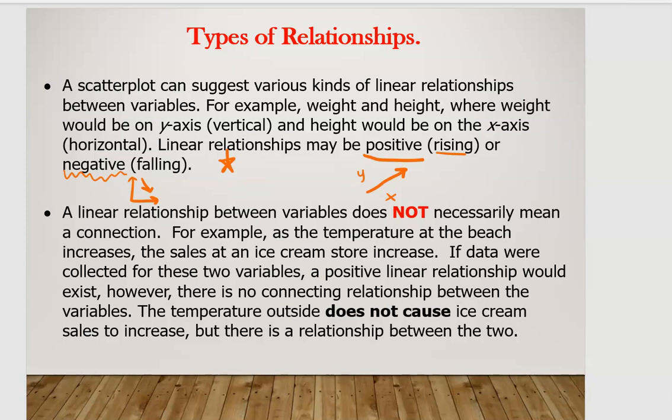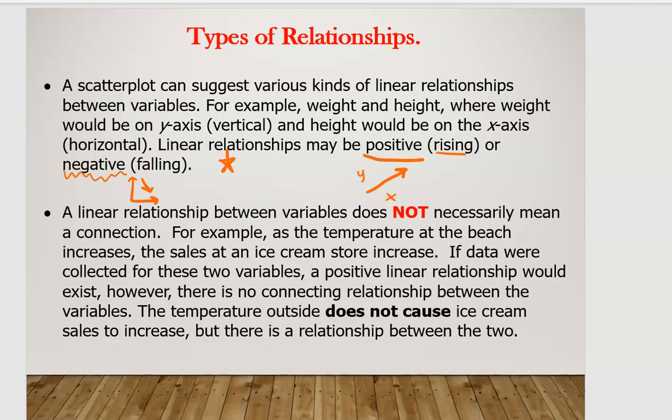A linear relationship between variables does not necessarily have to have a connection. For example, as the temperature at the beach is increasing, the sales at an ice cream shop are increasing. If data were collected for these two variables, a positive linear relationship could exist. However, there's no connecting relationship between the variables.